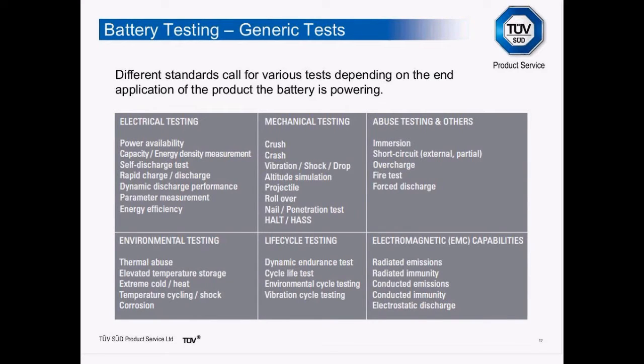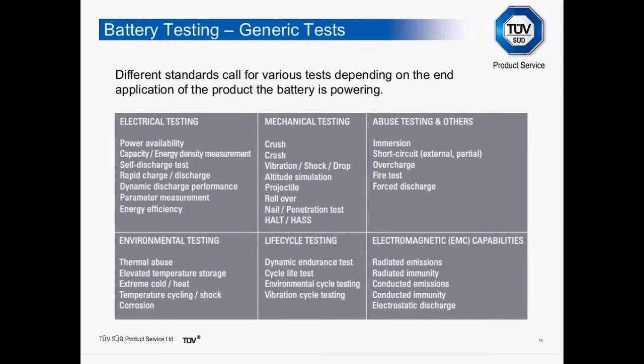SAE J2464, which is an automotive standard, and this has some particular tests that are relevant to the automotive industry, which include the penetration test, whereby a 3mm steel rod is used to penetrate right through the cell. What they're looking for here is whether the cell just vents and maybe catches fire, or whether it actually explodes, which probably wouldn't be a desirable effect.